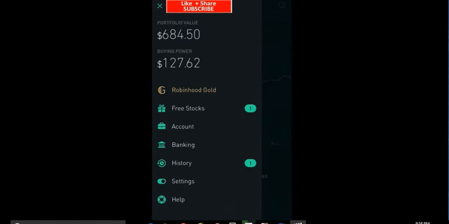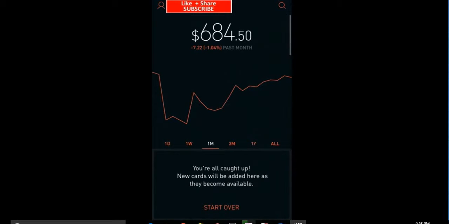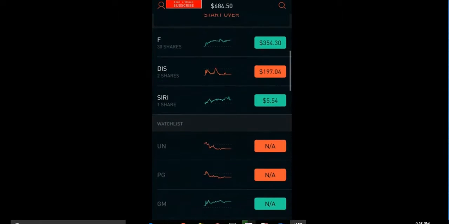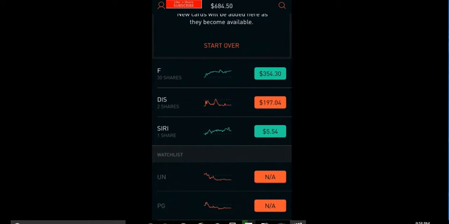I'll go through the basic functionality real quick. Your home screen will have what stocks you currently have holdings in. It'll tell you, see, 30 shares, 2 shares of Disney, Siri.